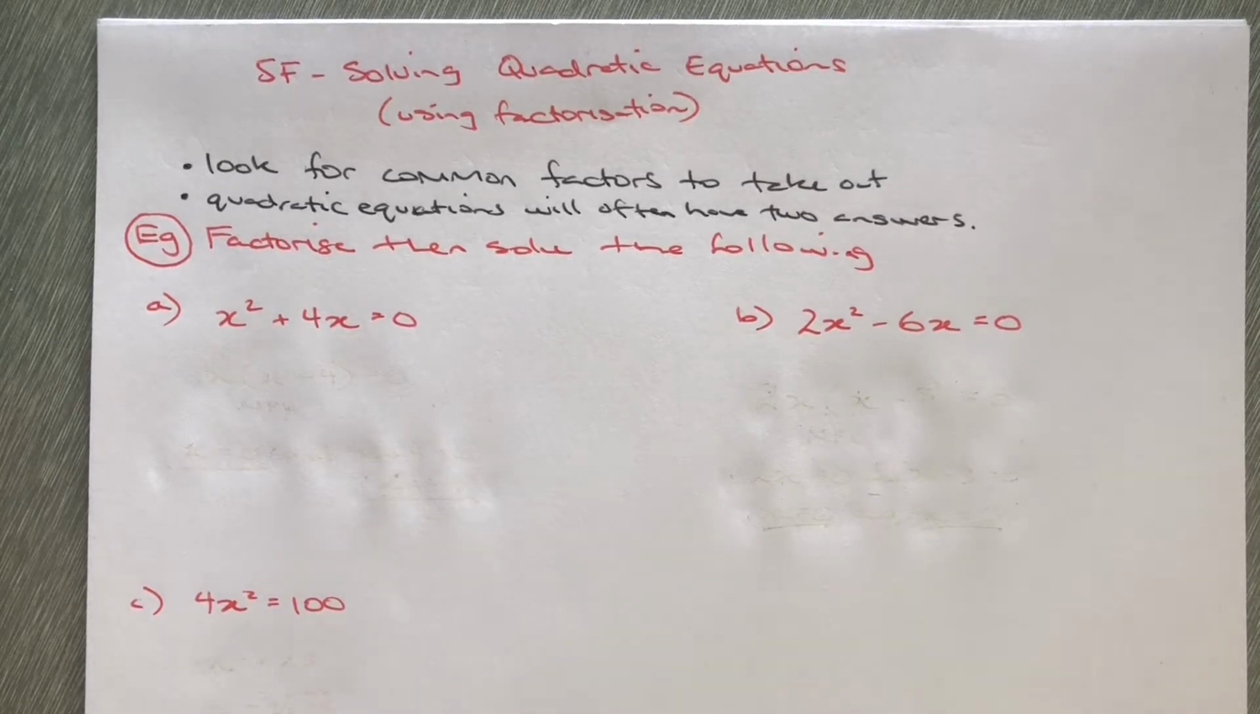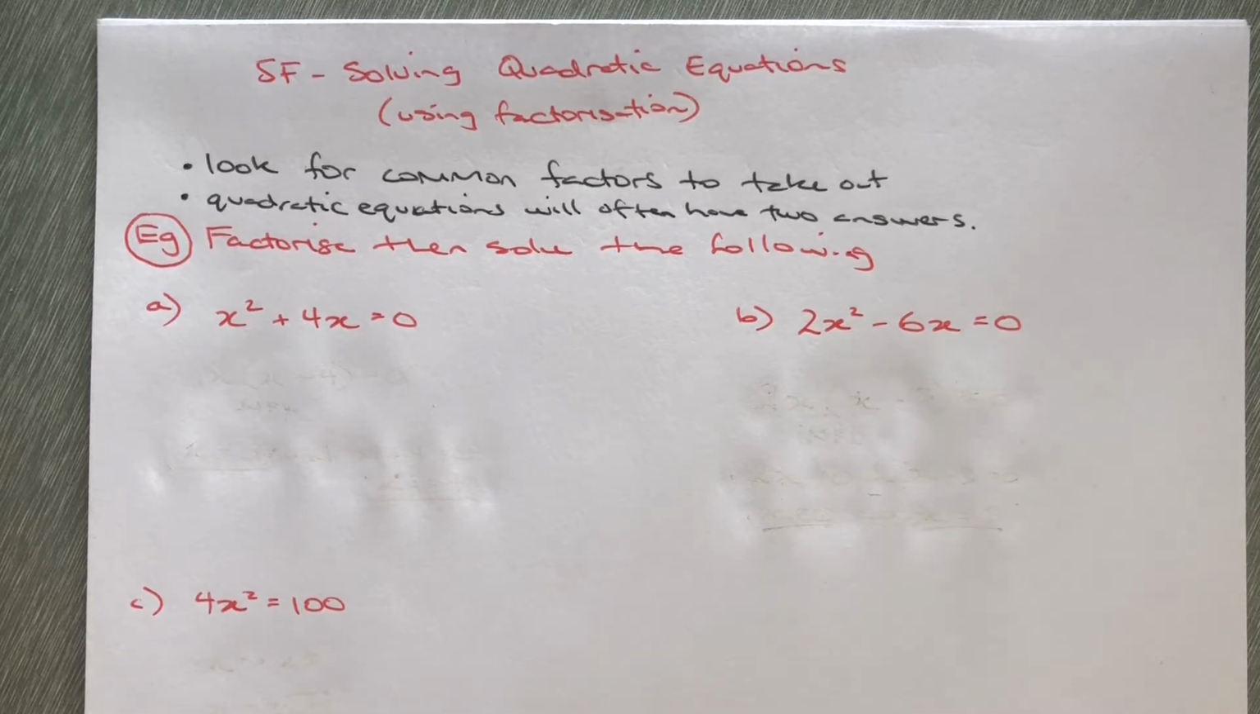Hey Tim, we're up to 5F, which is solving quadratic equations using factorisation. I think earlier in the year you were already factorising quadratic equations, but you didn't necessarily solve them. So you didn't necessarily find out what x equals. So we're going to be adding one extra step compared to what you were doing earlier in the year. If you don't remember how to factorise, that's okay because I'm going to show you now.